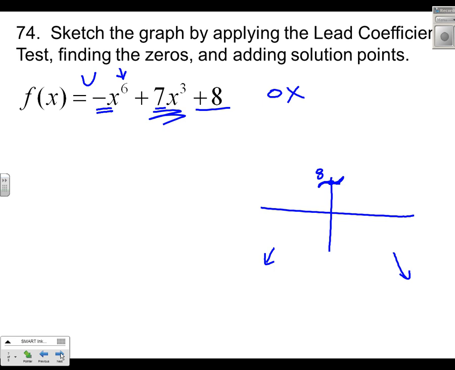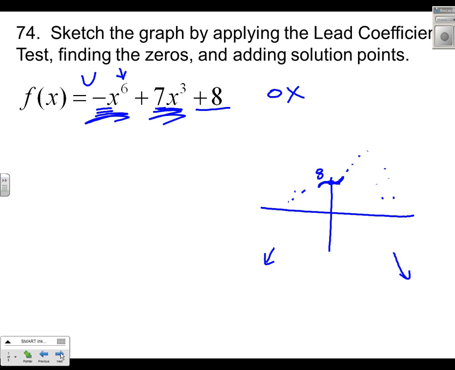I've already got some of my wiggles taken care of. I know eventually we're headed down. We're headed down here. So let's see what happens. After we're done with the cubed, it starts acting like a negative x to the 6th. This thing's going to go up for a while, I don't know how far, come back down, go down. I expect there to be only 2 real zeros in this. So that's before we've really done any work in this new section. That's a lot of information.